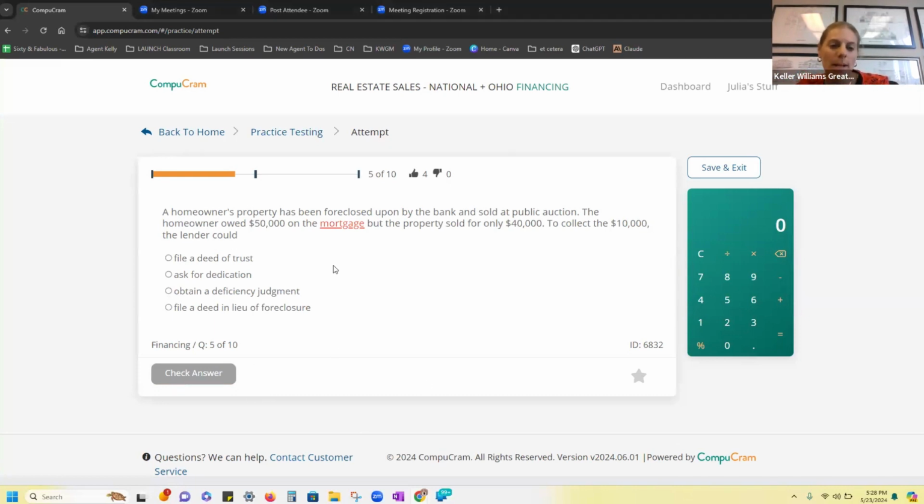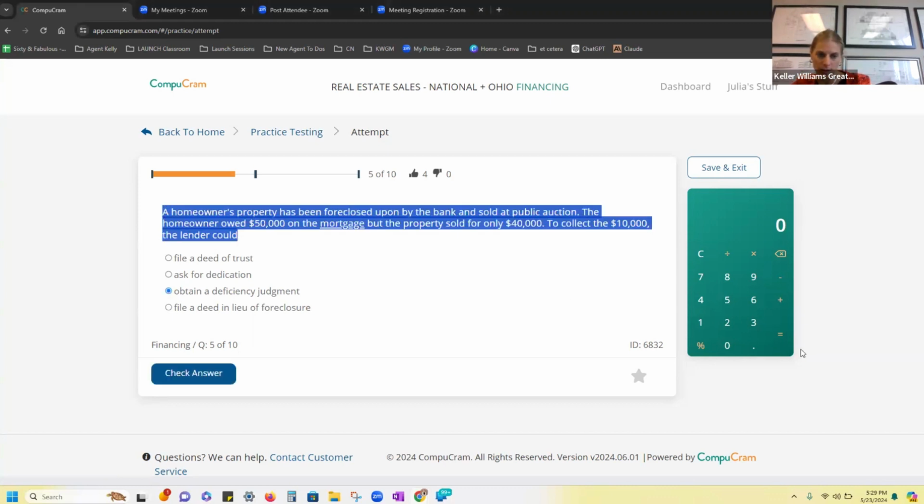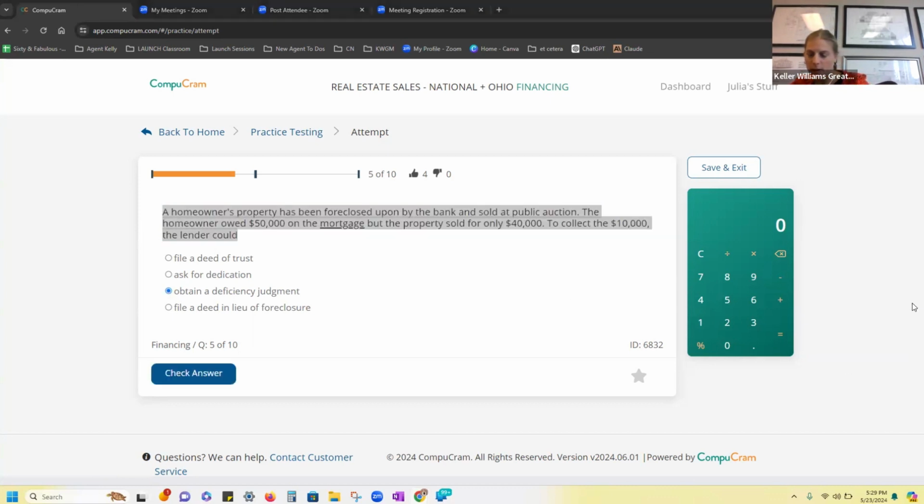Okay, so a homeowner's property has been foreclosed upon by the bank and sold at a public auction. The homeowners owe $50,000 on the mortgage, but the property is sold for only $40,000. To collect the $10,000, the lender could A, file a deed of trust, B, ask for dedication, C, obtain a deficiency judgment, or D, file a deed in lieu of foreclosure. This one's tough. Okay, so like I said, C.